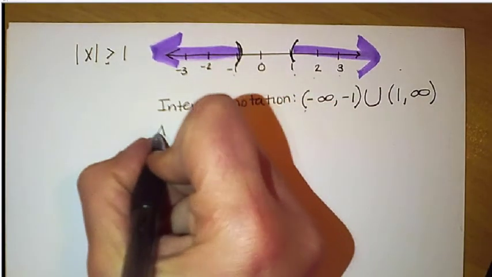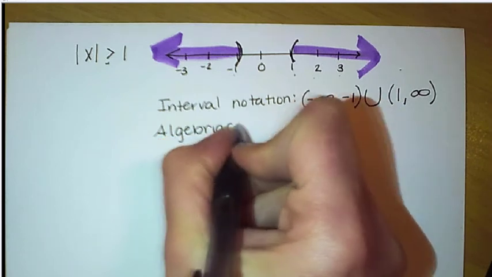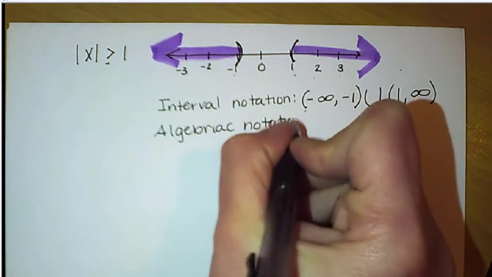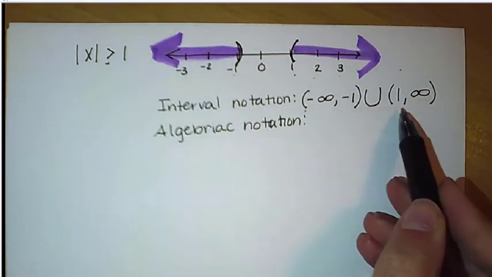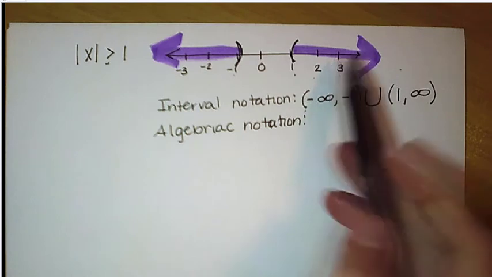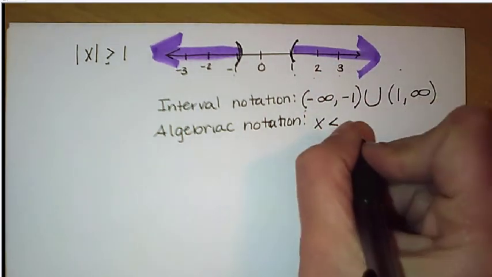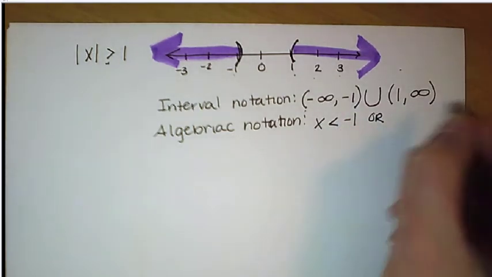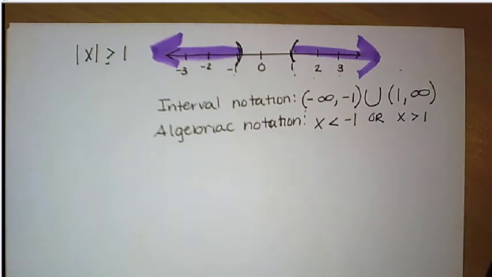Now on the plus side, our algebraic notation is a little bit easier to do. So when we're doing our algebraic notation, it's very similar. We have to have two different notations for our algebraic notation because we do have two separate intervals. So that is going to be that x needs to be less than -1, or x needs to be greater than +1.